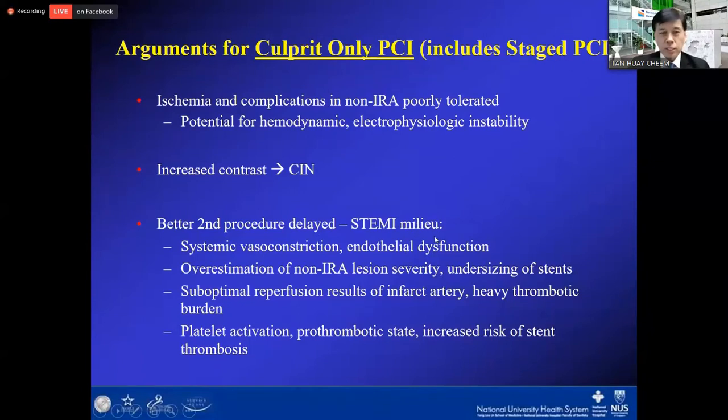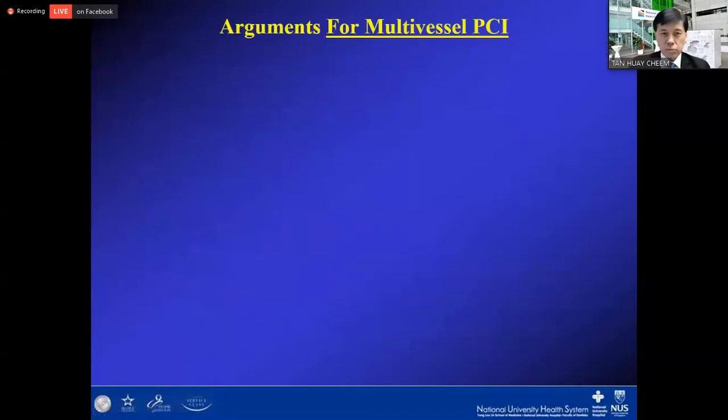because we are dealing with a STEMI milieu, and the STEMI milieu can result in systemic vasoconstriction, endothelial dysfunction, and we are oftentimes unable to estimate the size of the non-infarct related artery very well, nor the lesion severity. And oftentimes optimal reperfusion of the infarct artery can occur, and you can have a very heavy thrombotic burden in this patient as well. The platelet activation and pro-thrombotic state all increase the risk of stent thrombosis.